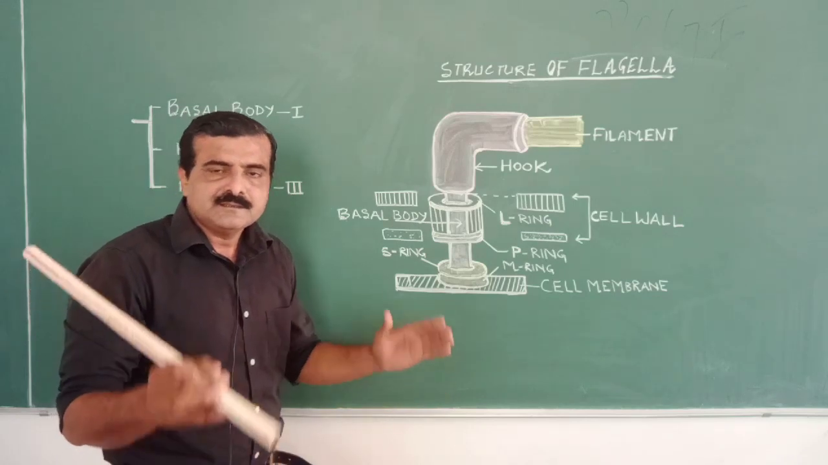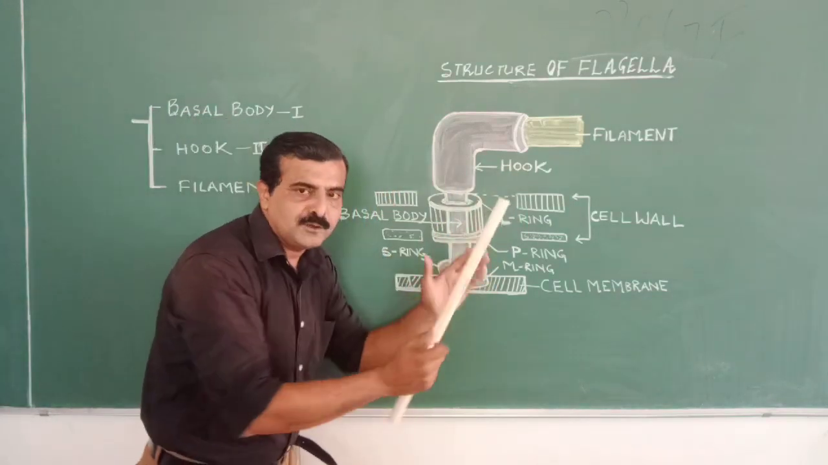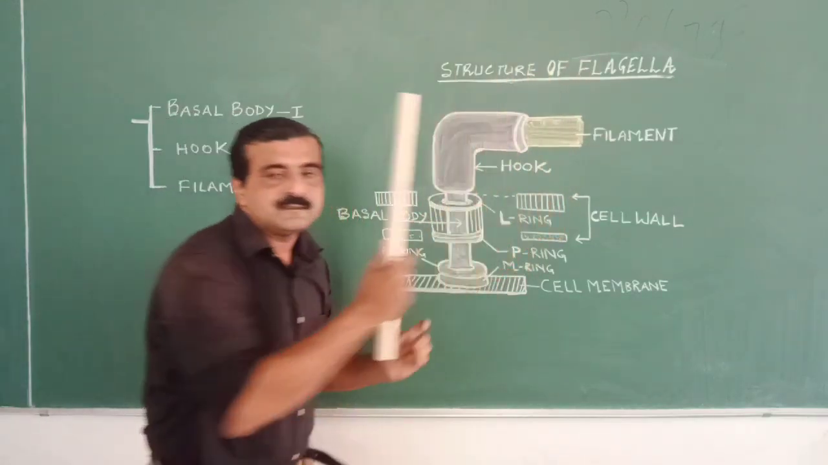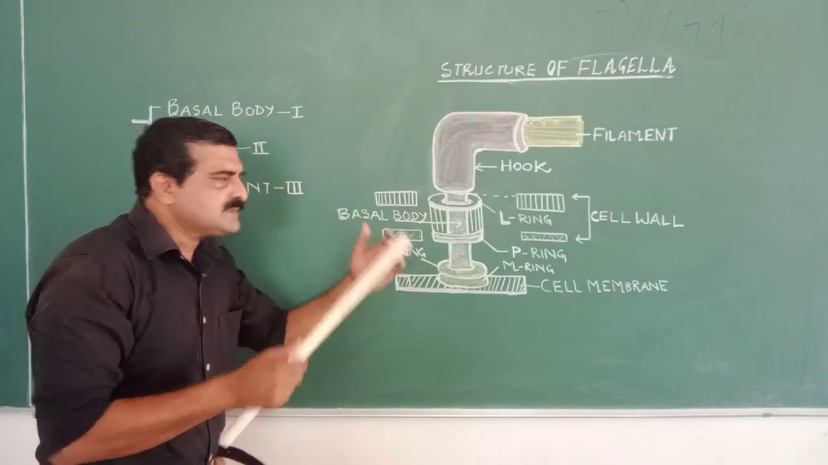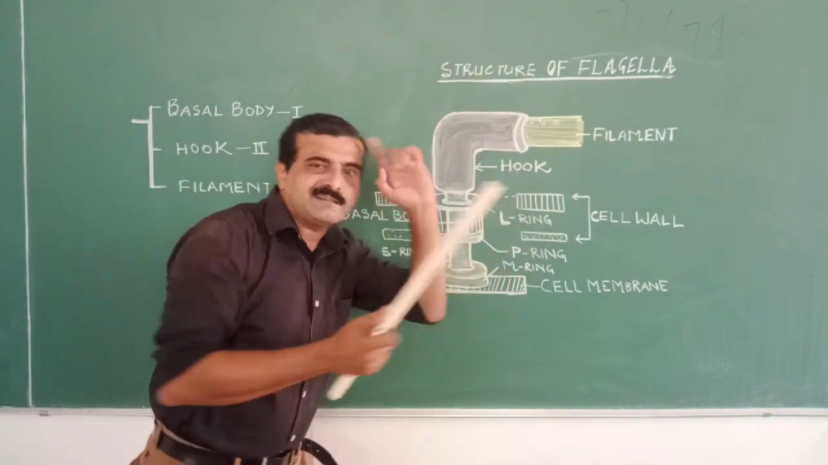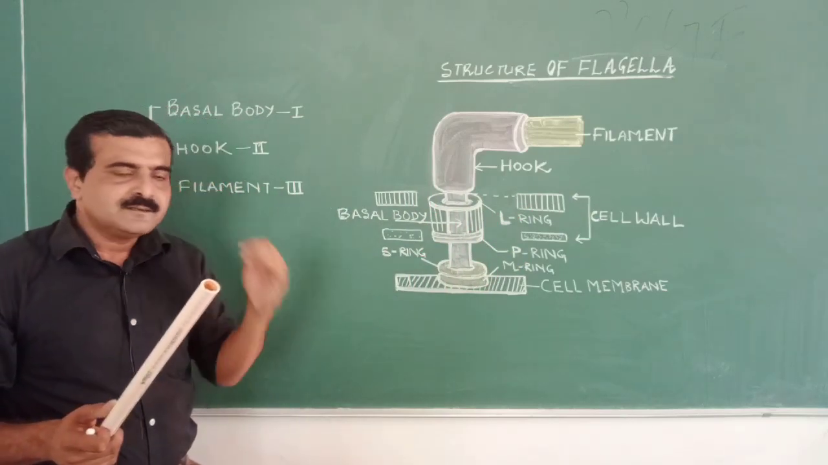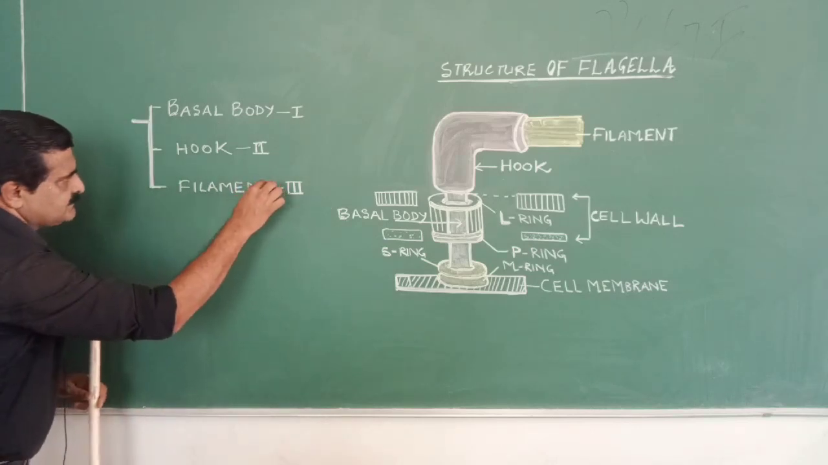क्लियर हुआ? क्यों बच्चों? आगे चलते हैं. तो आपने देखा second part is hook. The important line: it connects basal body to the filament. I am again repeating, it connects basal body to the filament is the NEET question. Clear? Now the third part is filament.